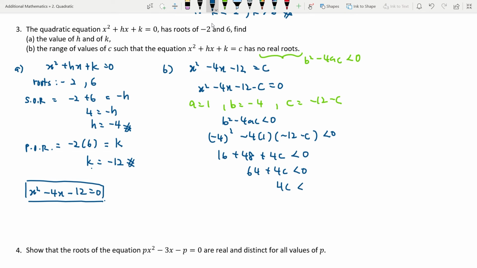Therefore, 4c is less than negative 64. c is less than negative 64 divided by 4. c is less than negative 16.